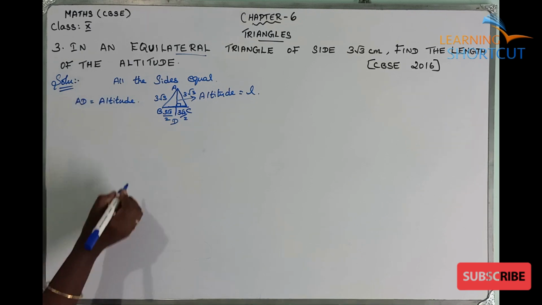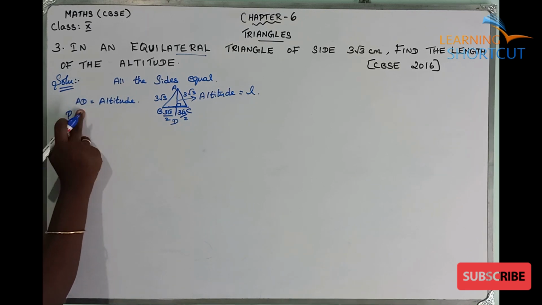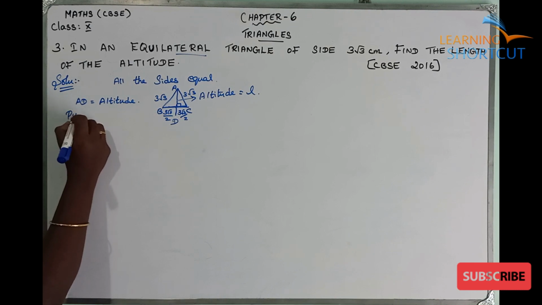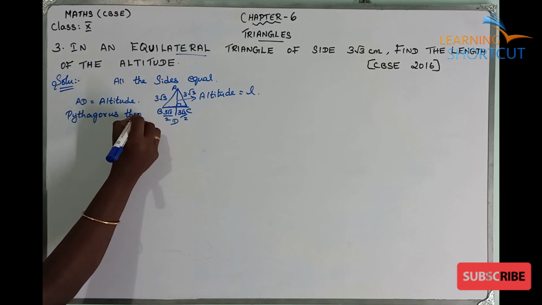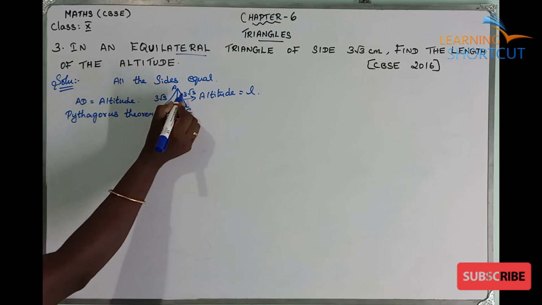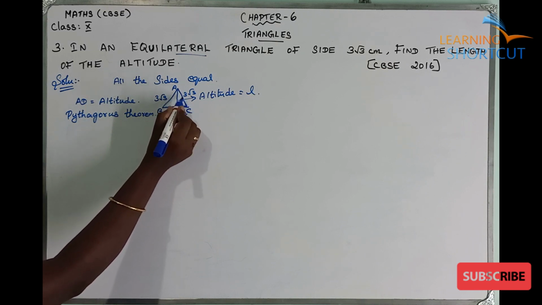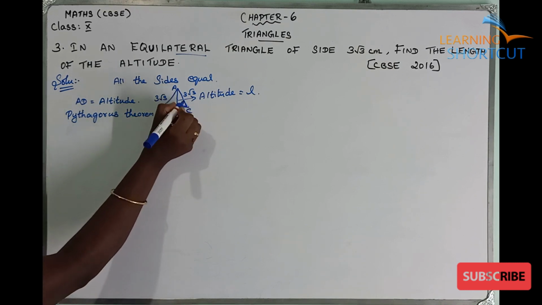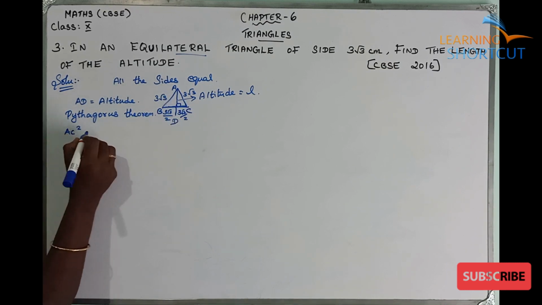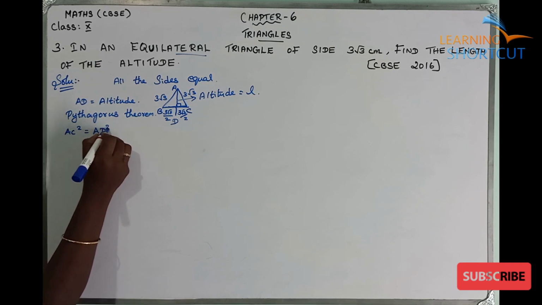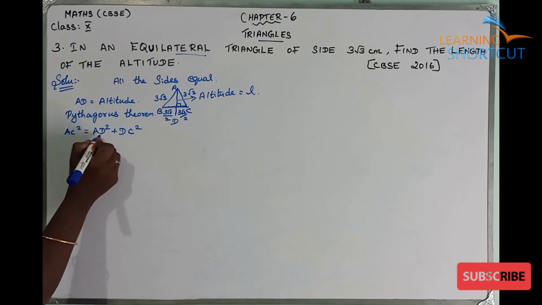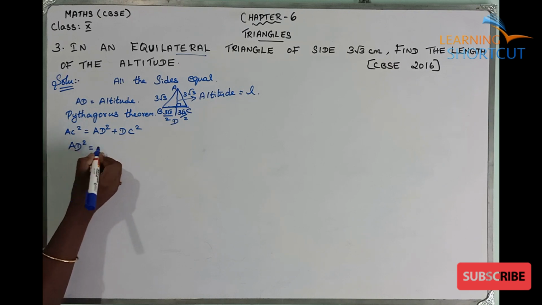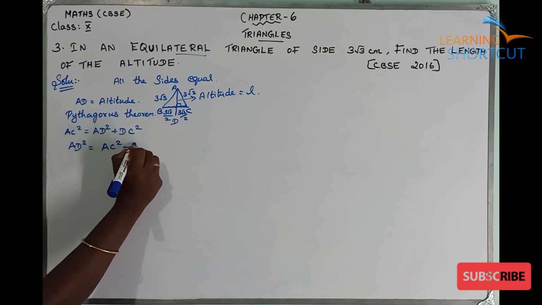then according to the Pythagoras theorem, that your hypotenuse square will be equal to your opposite square plus adjacent square, right? So here the hypotenuse is AC. So AC square will be equal to AD square plus DC square. This is your Pythagoras theorem. So we can find the value of AD. So AD square will be equal to AC square minus DC square.